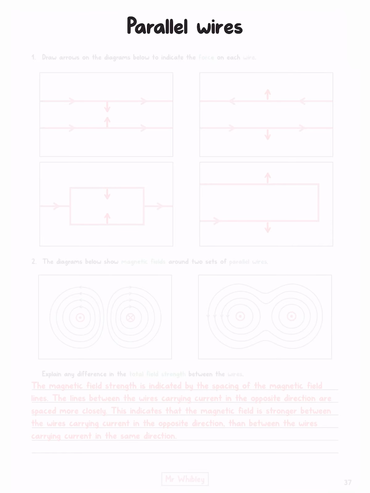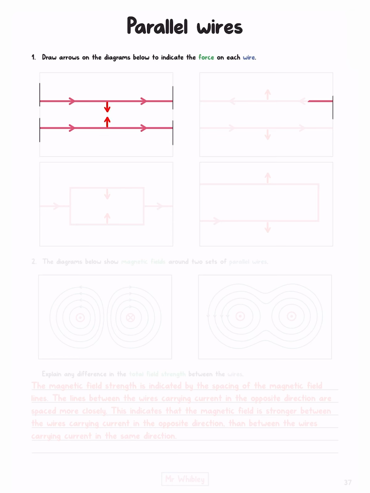Parallel wires. Question 1. Draw arrows on the diagrams below to indicate the force on each wire. In our first example, we have two wires carrying current in the same direction. When wires carry current in the same direction, there is an attractive force between them, and so each wire experiences a force towards the other. In our next example, we have a wire carrying current towards the left and a wire carrying current towards the right. Because these are in opposite directions, there is a repulsive force between the wires. And so we draw our forces away from each wire.